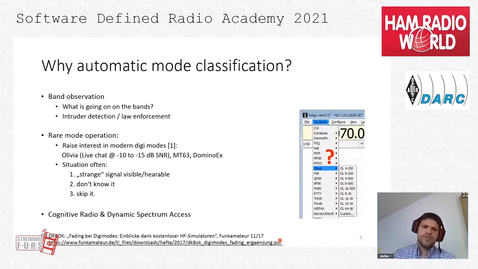Automatic mode classification is also important for the professional domain. Here we have cognitive radio as an emerging technology. Cognitive radio means you have a kind of intelligent radio that adapts itself to the spectral environment. So there is not a fixed frequency and not a fixed baud rate and also not a fixed modulation and bandwidth, but the radio looks for free spectrum and for a spectrum where it is allowed to transmit and transmits its information there. And classification of modes is one requirement to enable this new technology.